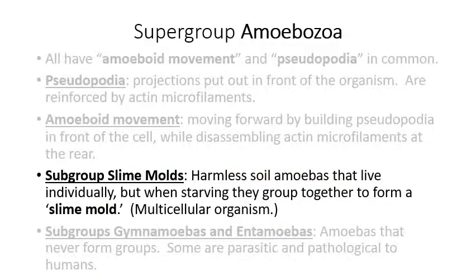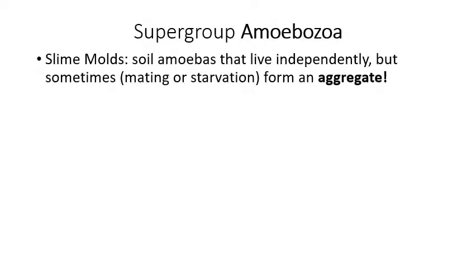So let's look at the slime molds first. They live in the soil and they live as independent amoeboids unless they're starving or unless they're mating, in which case they form an aggregate life form. Now, there's a difference between an aggregate life form and a multicellular organism.